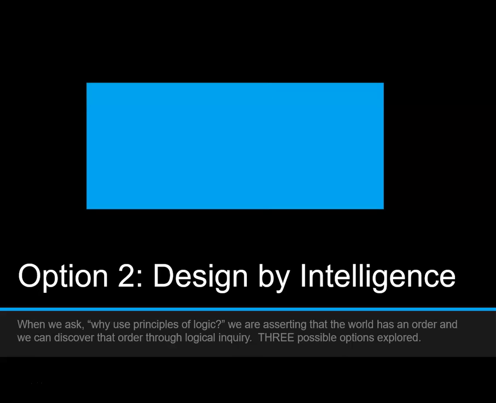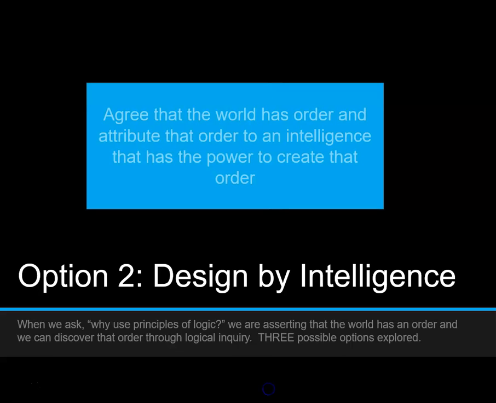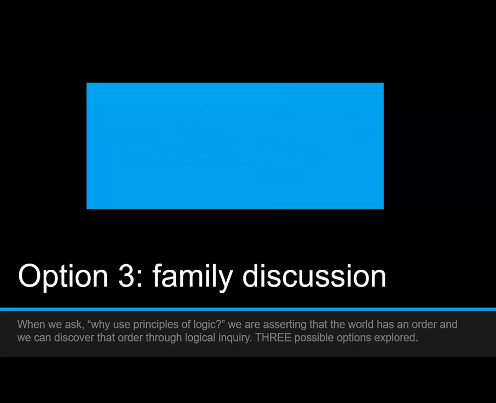The second option is design by intelligence. You can agree that the world has order, and you can attribute that order to an intelligence that has the power to create that order. You can call that God or something else. That's option 2. Option 3, I leave that for family discussion.